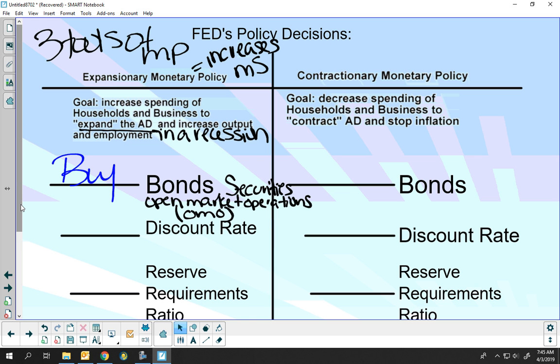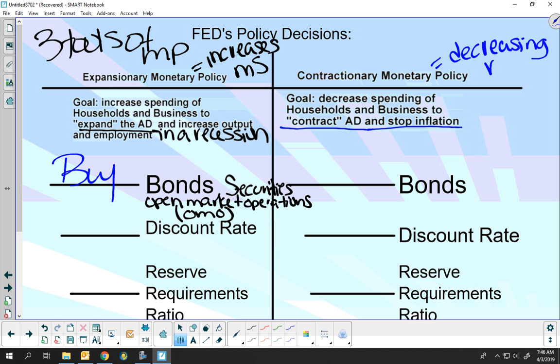Contraction in monetary policy is just the opposite. It's trying to contract. It's trying to slow down AD. It's trying to stop inflation. It is essentially decreasing money supply. MS, money supply.